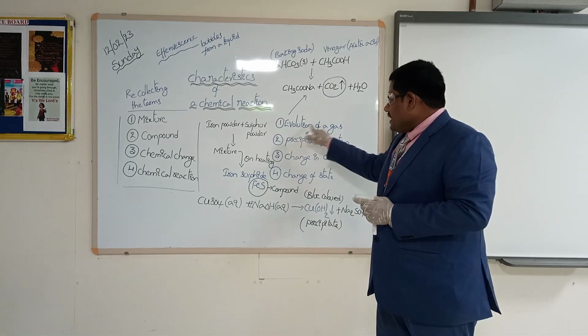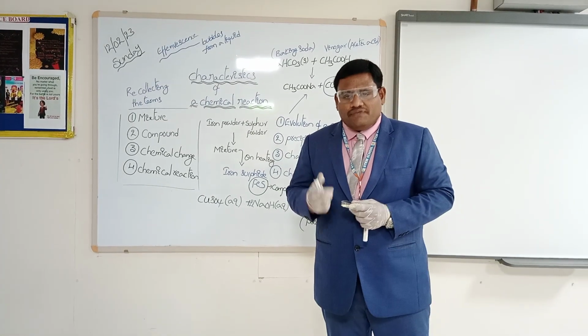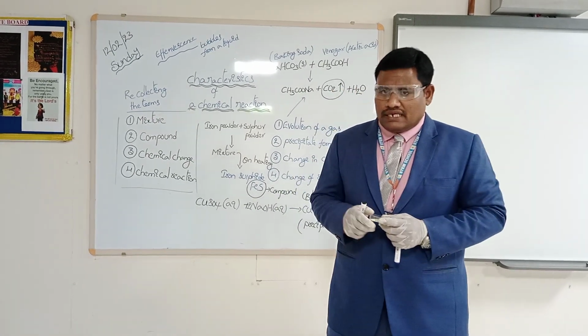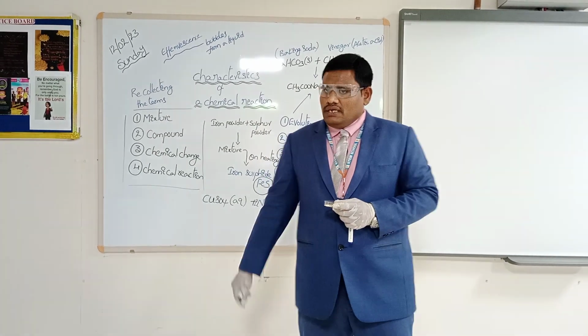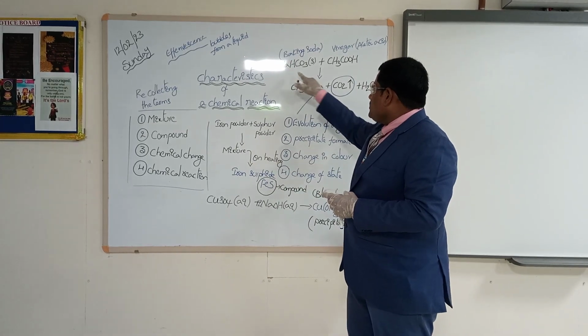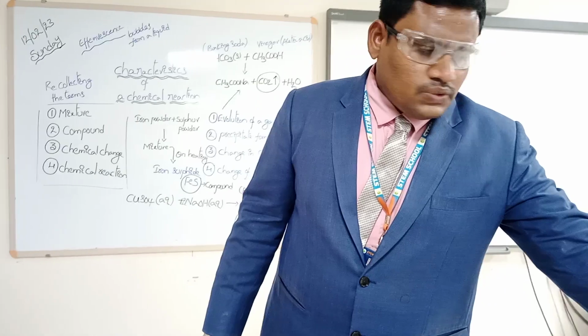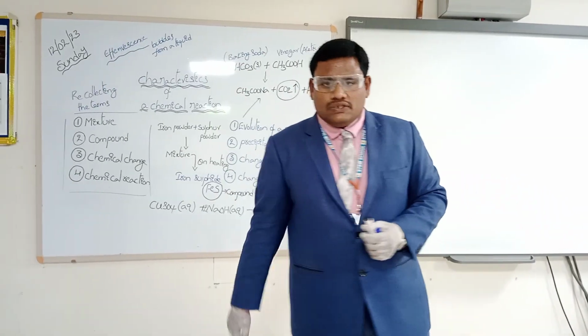The first one is evolution of gas. If a reaction involves releasing of a gas, then we can say that it is a chemical reaction. How can you prove it? Here I have two reactants, baking soda and acetic acid, that is vinegar. I would like to mix those two things and we can observe what is going to happen.